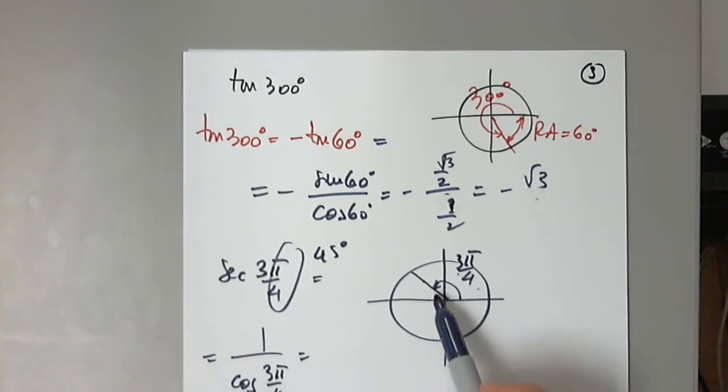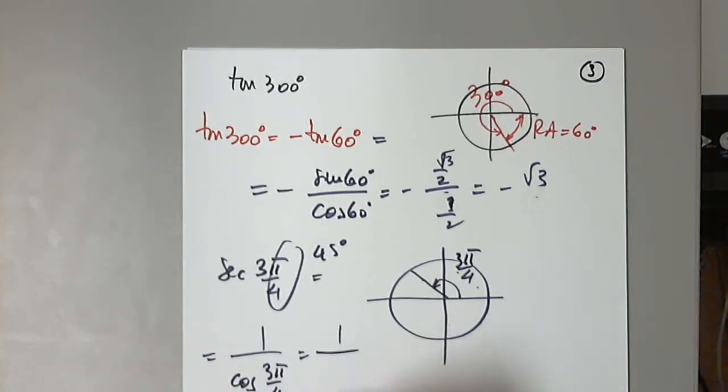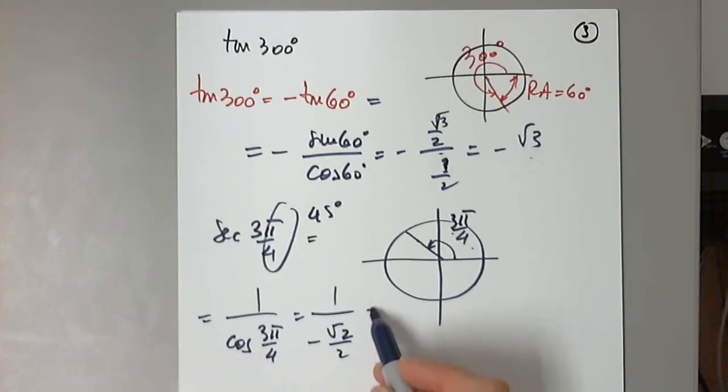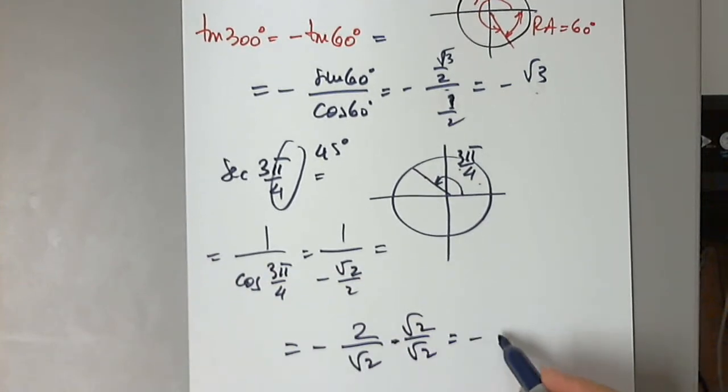And you know cosine in the second quadrant is negative, so this is 1 over negative the square root of 2 over 2, which is negative 2 over the square root of 2, and when you rationalize with the square root of 2 over the square root of 2, you get negative the square root of 2.